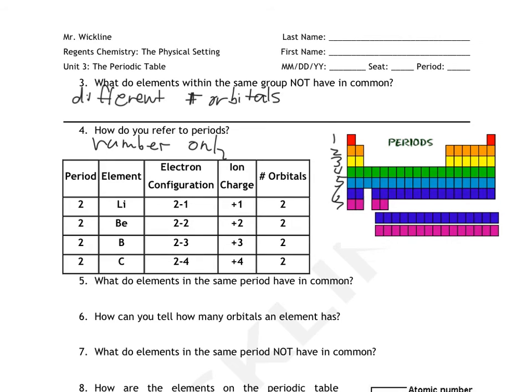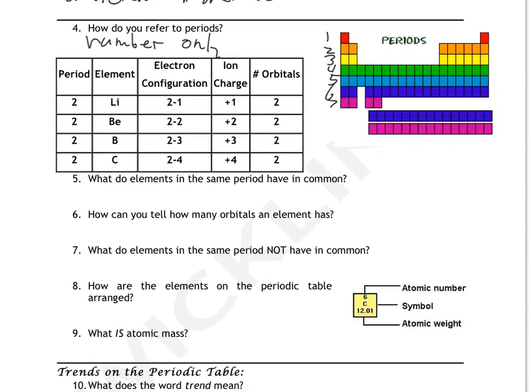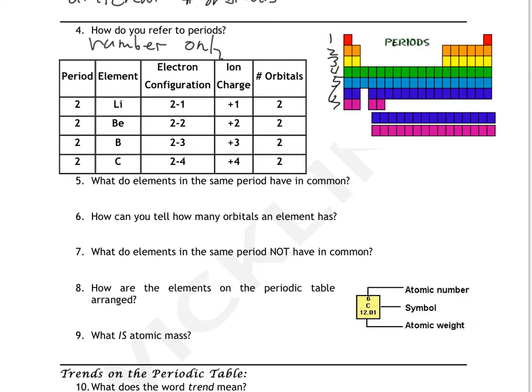Okay, so number 5, what do elements in the same period have in common? So let's use this data table. I chose lithium, beryllium, boron, and carbon, which would be the following elements. There's lithium, beryllium, here's boron, and there's carbon. So I'm just going across the period or across the row. And the question reads, what do elements in the same period have in common? So let's check out the data table for those elements to make sure.